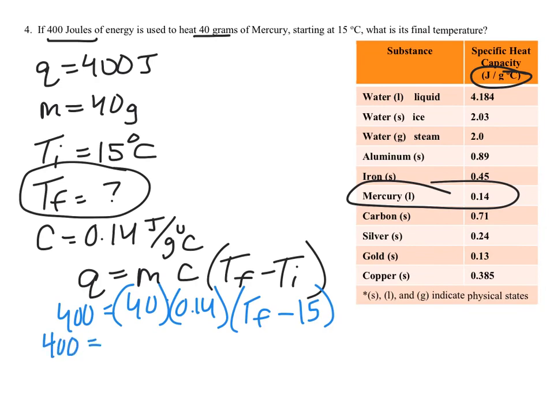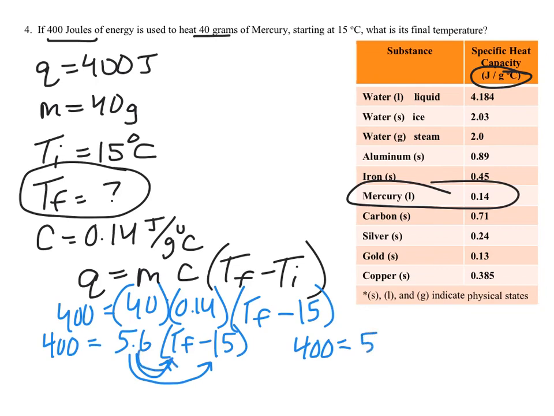I'm going to leave 400 alone, but I'm going to multiply the 40 times the 0.14, and that's going to give me 5.6 times (TF minus 15). All right, now to do that, we're going to have to distribute that 5.6 to both of them. So if I move my work over here, I still have 400, but now 5.6 times TF gives me 5.6 TF minus 5.6 times 15. 5.6 times 15 is 84.